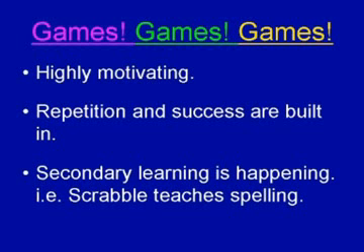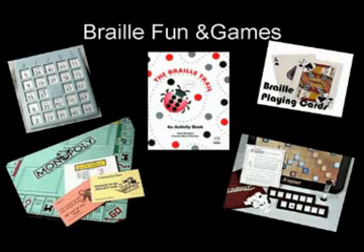Games play an important role when children are learning to read and write. They are highly motivating, as well as providing repetition and reinforcement. Secondary learning is what makes games unique. For example, Braille Scrabble teaches spelling. Crazy Eights teaches number recognition, and Blackjack teaches addition. There are many Braille activity books, bingo, and Monopoly, to name a few others. Secondary learning can, at times, be more effective than direct teaching with drill and practice.